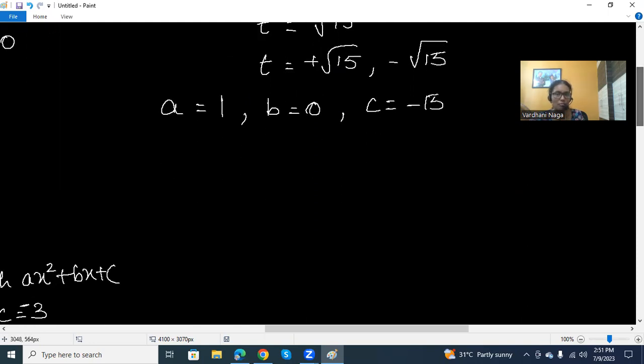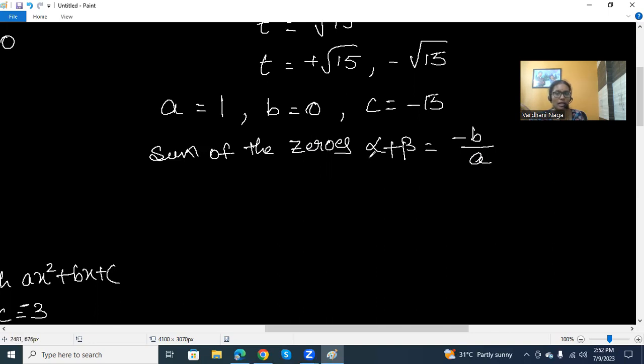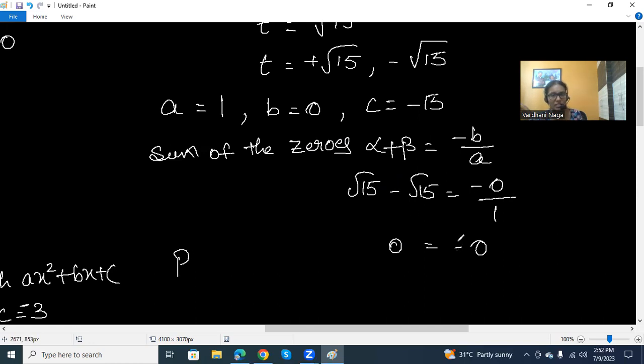We should do the sum of the zeros. Alpha plus beta is equal to minus B by A. Alpha is root 15, beta is minus root 15, equal to minus B by A, 0 by anything. So this is 0 here and this is also 0. Okay, next the product. Minus 0 is nothing, 0.